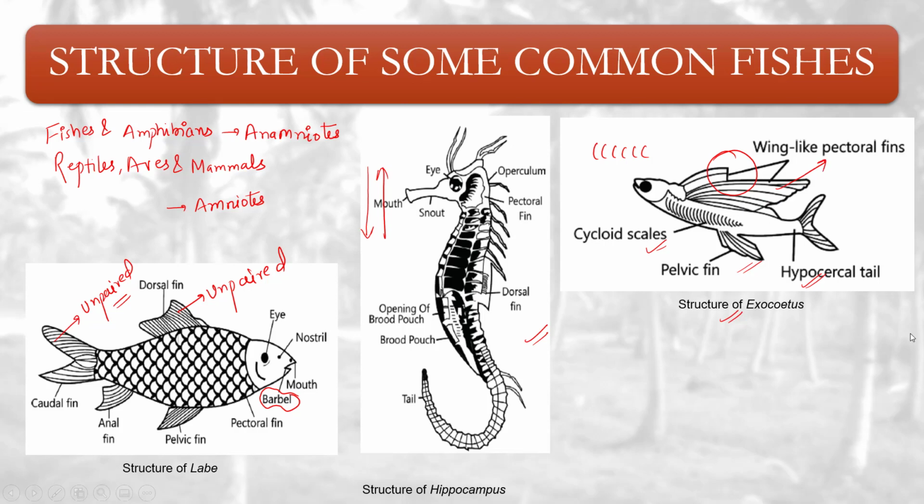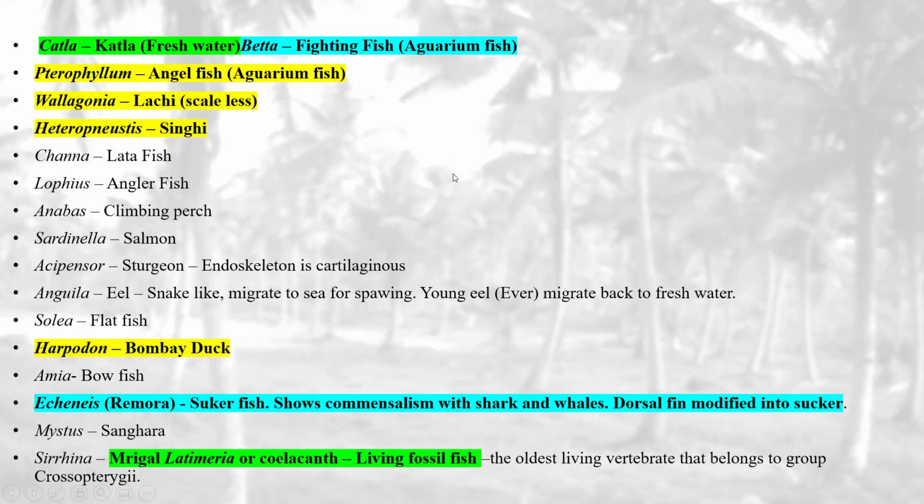So this is the structure of some common bony fishes. Now coming to next: Catla catla. Catla catla is a freshwater fish. Betta is a fighting fish and it is also an aquarium fish. Now, Pterophyllum is an angel fish. It is also an aquarium fish.